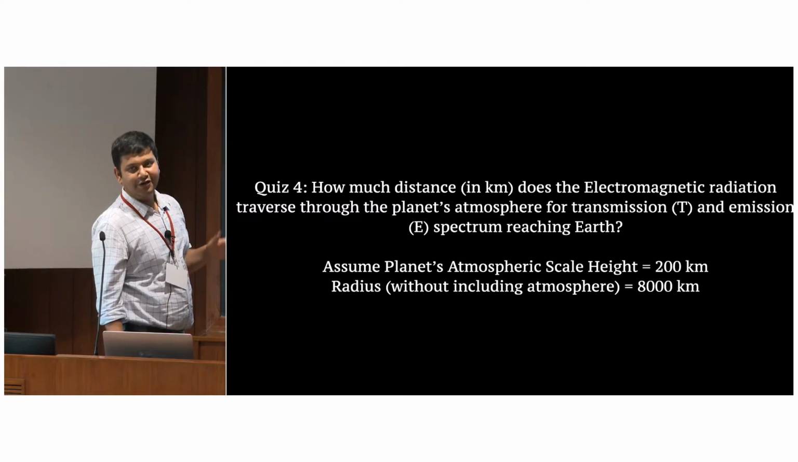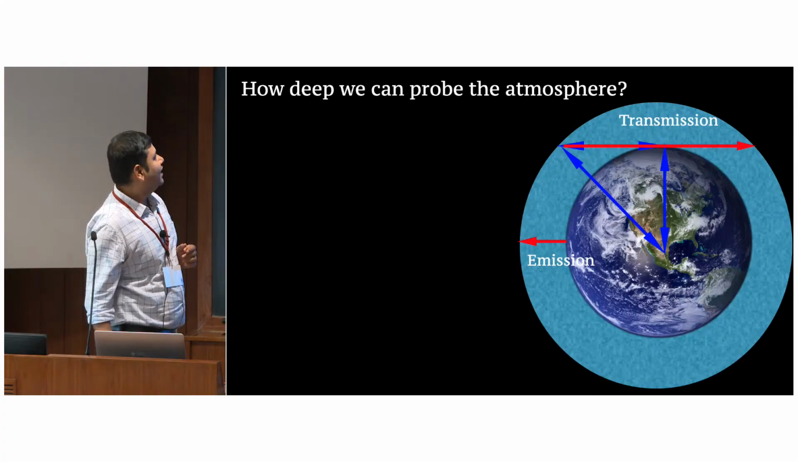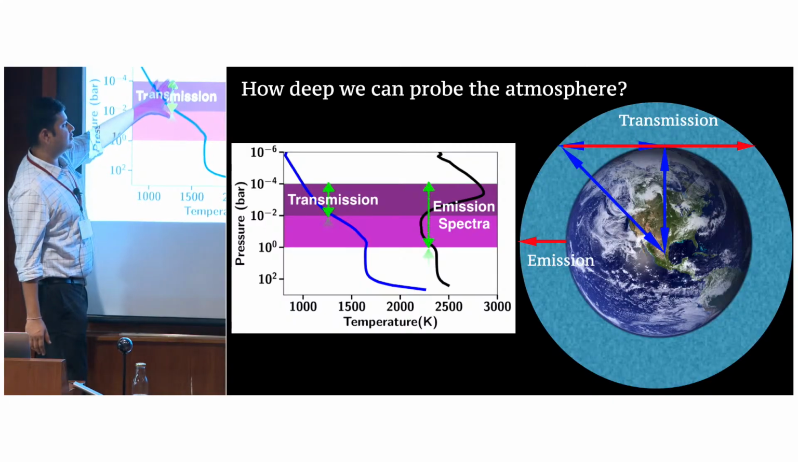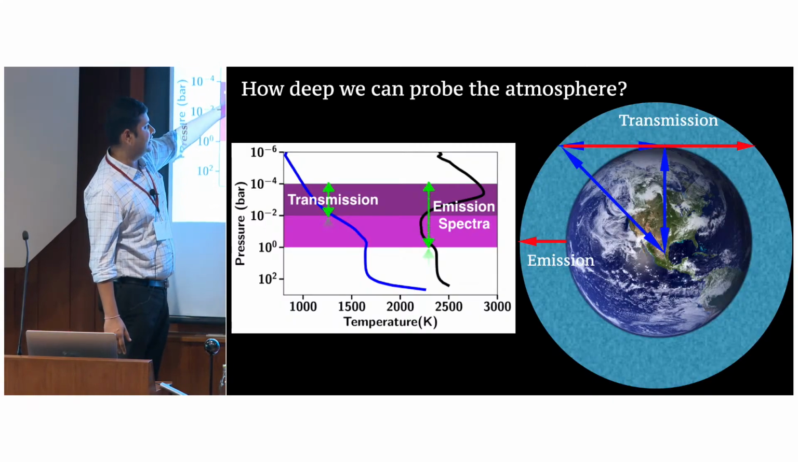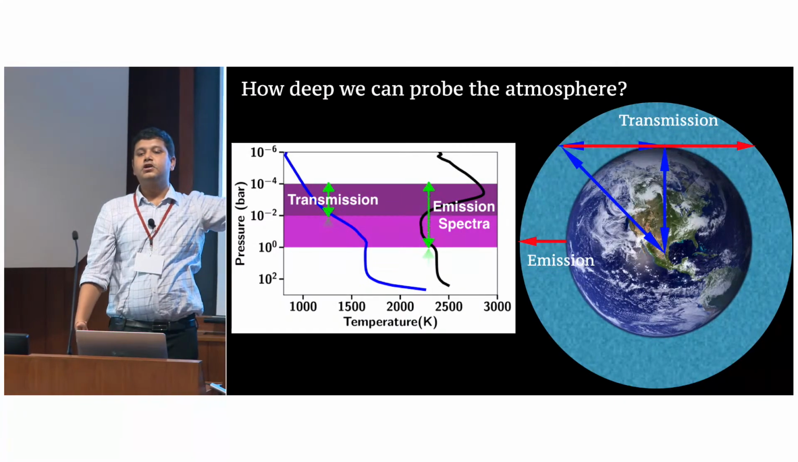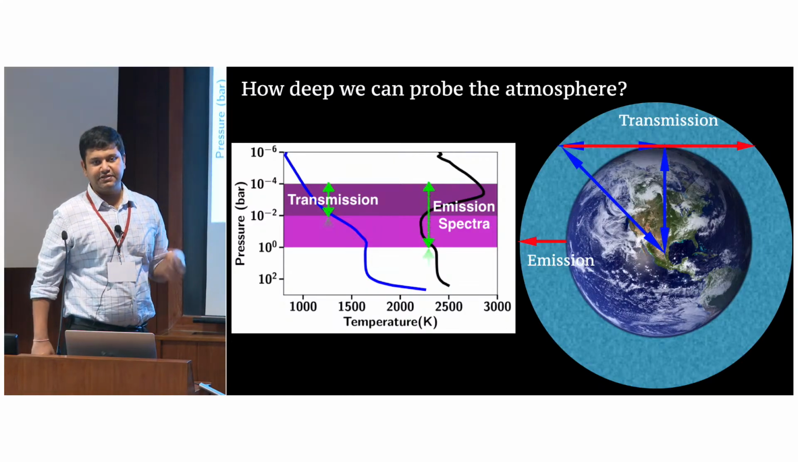So I know you're all tired, so I won't give you the quiz now. Basically, the point I want you to take home is that with transmission spectroscopy, you can measure a part of the atmosphere that is quite high but very small. Using the emission spectrum, you can measure a much deeper part of the atmosphere. So you can constrain the pressure-temperature structure much more accurately with the emission spectrum.